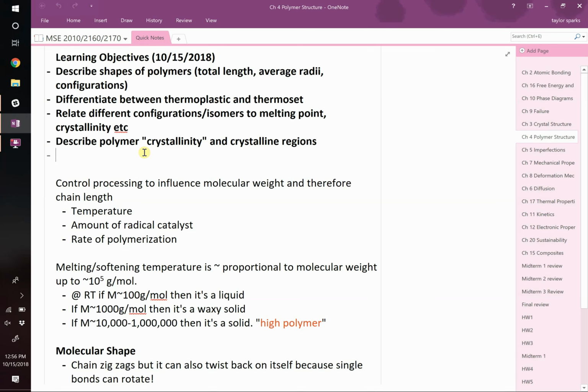Okay, that brings us to today's lecture. So we're going to finish chapter 4 today on polymers. And we're going to start on chapter 5, which is imperfections.